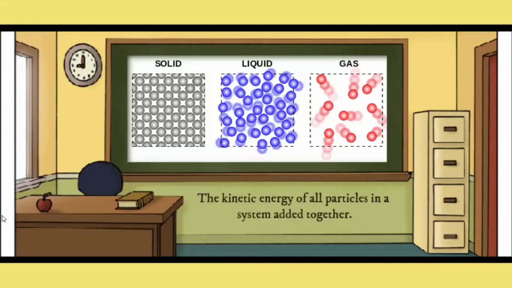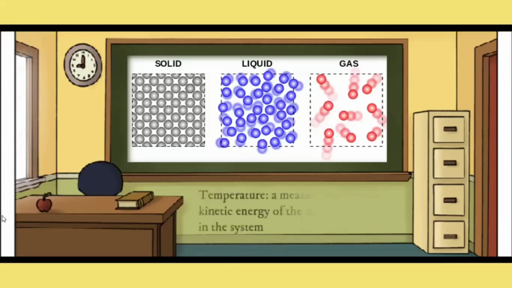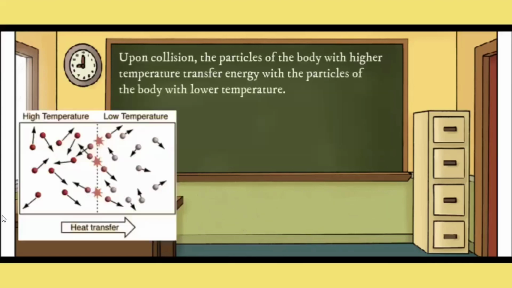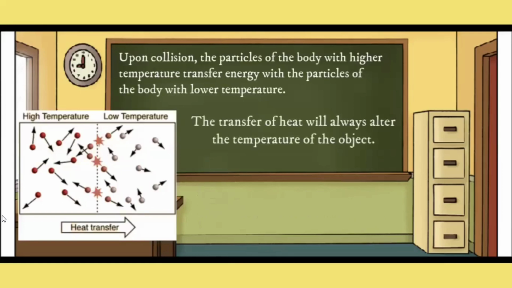Heat is the kinetic energy of the particles in the system added together, as opposed to temperature, which is a measure of the average kinetic energy of an atom or molecules in the system. Upon collision, the particles of a body with higher temperature transfer energy to the particles of a body with lower temperature. The transfer of heat will always alter the temperature of the object.